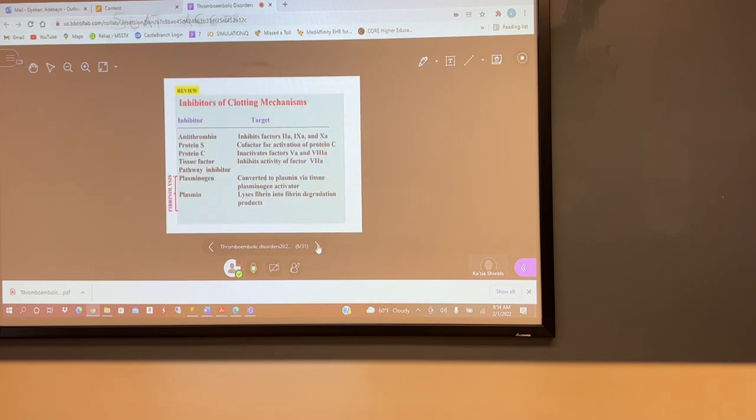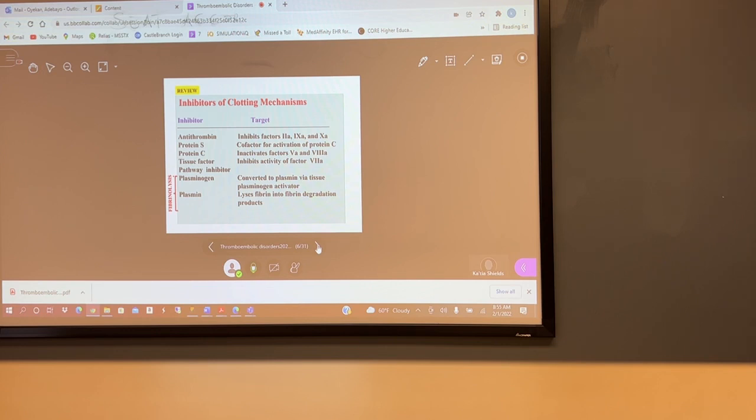Now, these are the natural inhibitors of clotting mechanisms. So it means a reduced level of any of these can bring about excessive coagulation because the check and balance is not enough. Okay, the first one is antithrombin. And antithrombin will target factors 2, 9, and 10. And I will come to that slide to explain that a little more. There's protein S, and there's protein C. Protein S and protein C, they go together. Protein S is the cofactor for protein C. And protein C will inactivate factors 5 and 8.